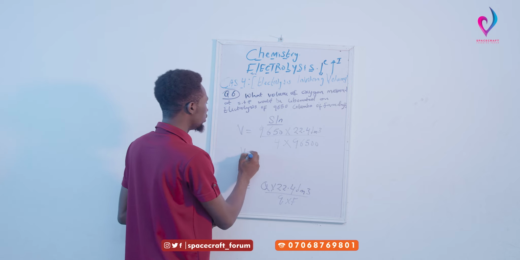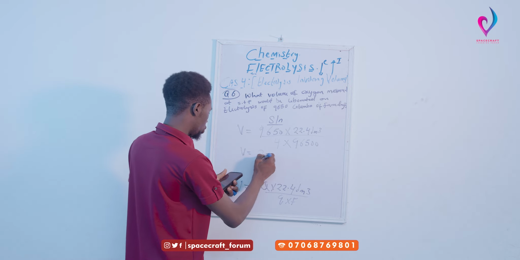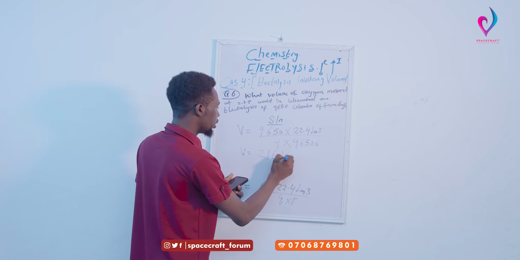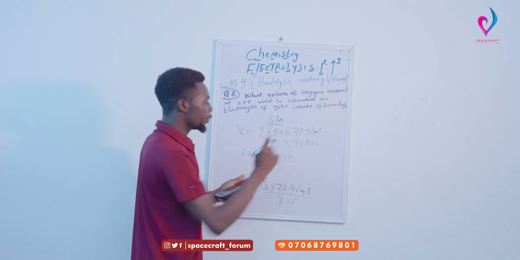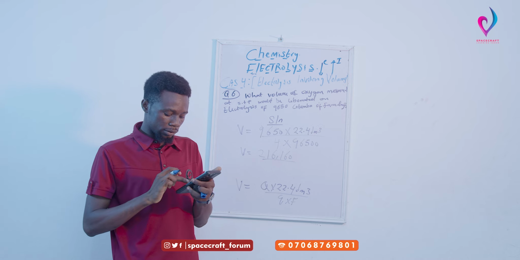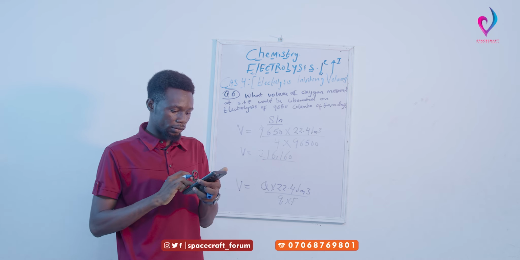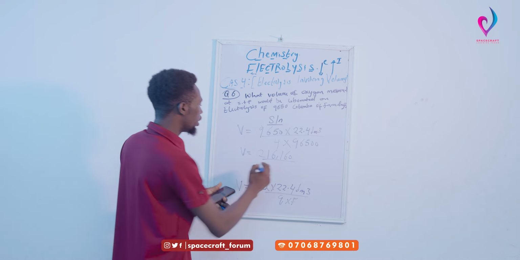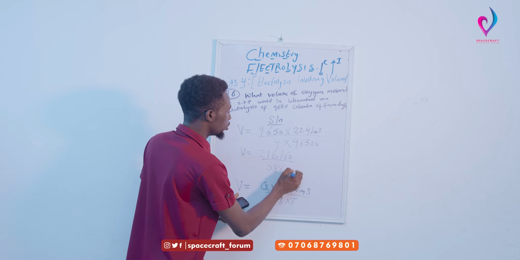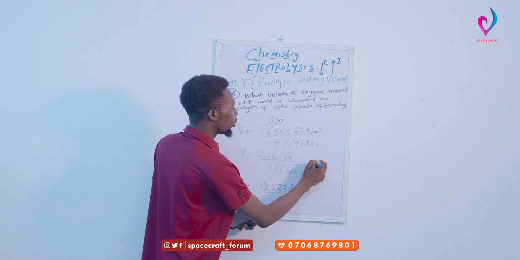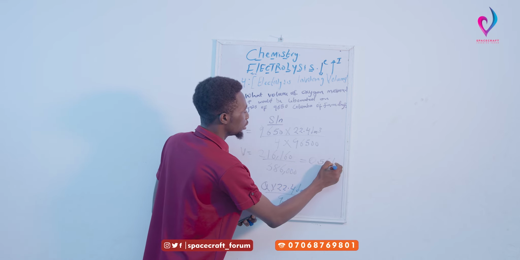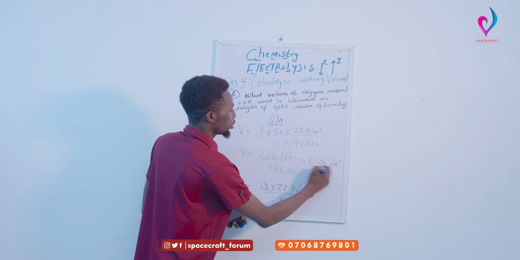So let's press everything. 216,160 divided by 4 times 96,500. 4 times 96,500 is 386,000. Volume here is 0.56 dm³. So that is the answer.